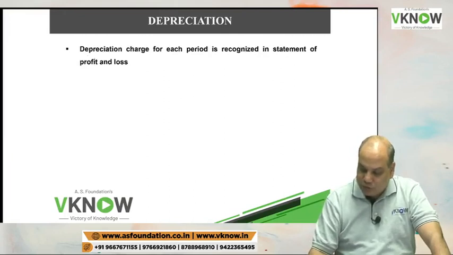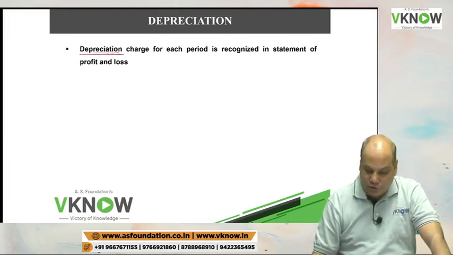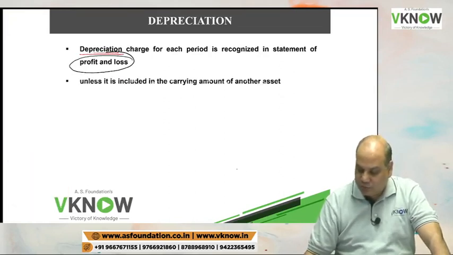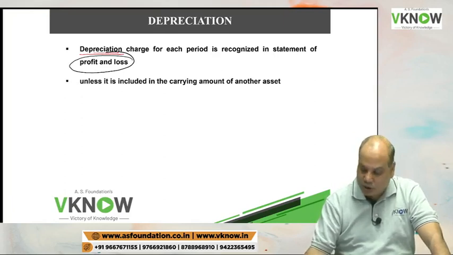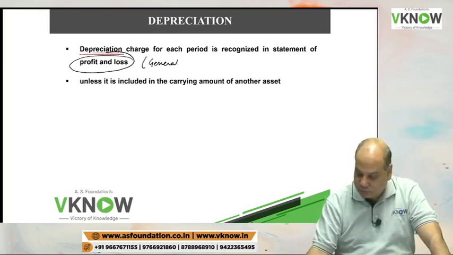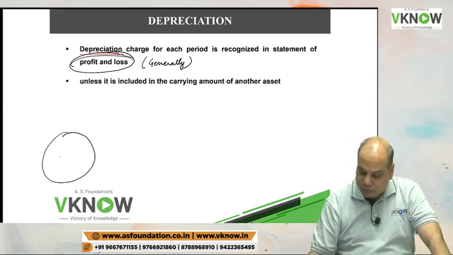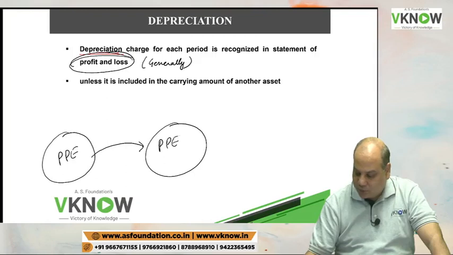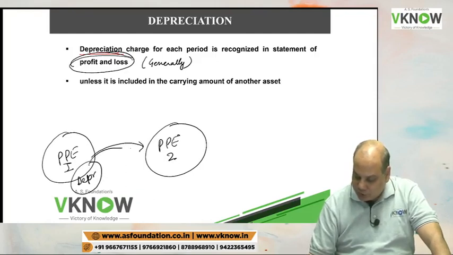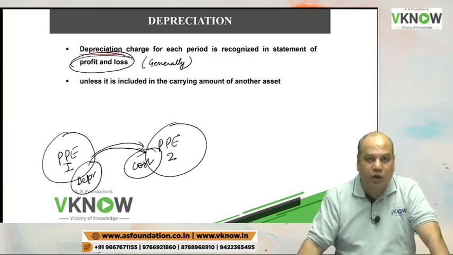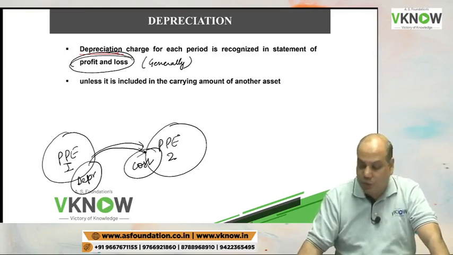Next point, where will you transfer depreciation charge? Depreciation will be charged to P&L account. This is generally. However, if one asset, one PPE item, is used to construct another PPE item, then the depreciation of the first PPE will be added to the cost of the other PPE. That we have done in one problem also.